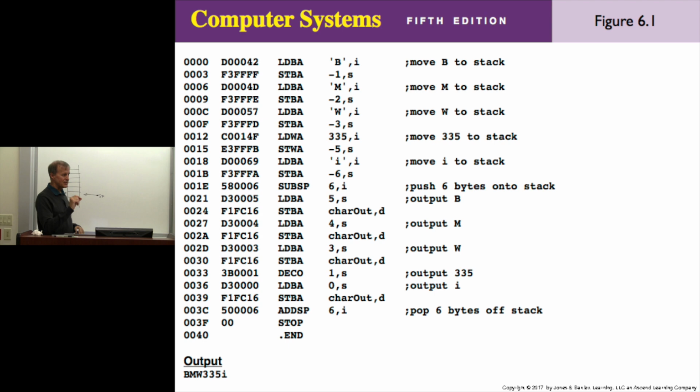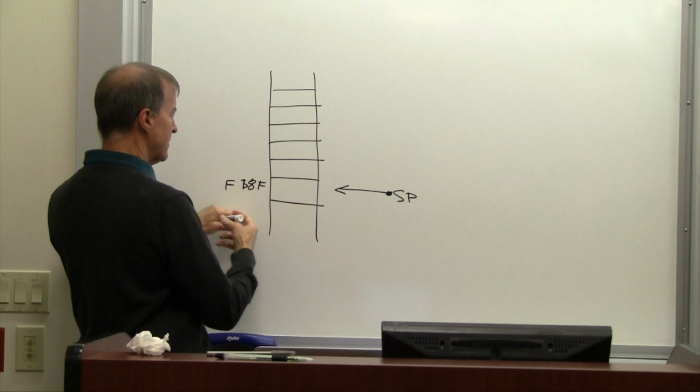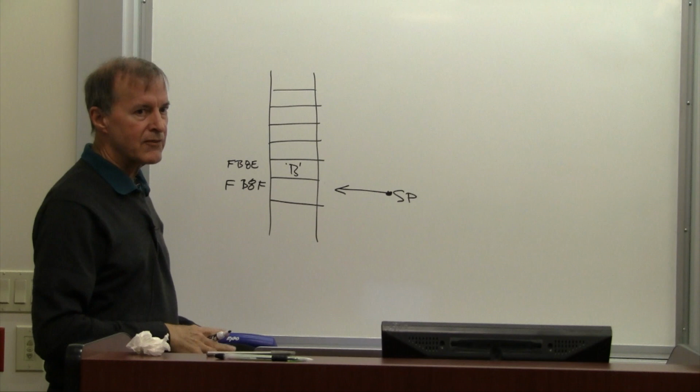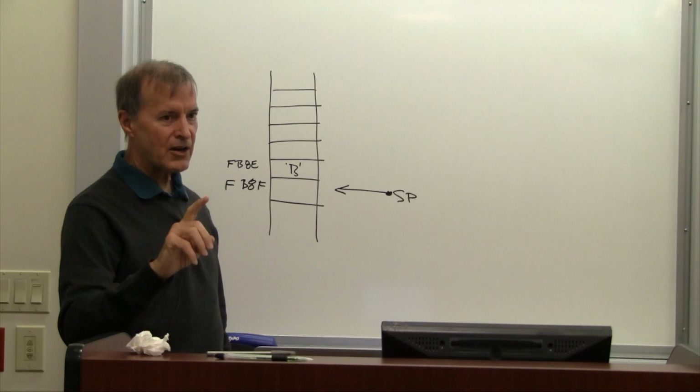And now what's the next instruction? Store byte accumulator what? Minus 1, but what addressing mode? Stack relative addressing. So now what is the value of the stack pointer? FB8F. What is FB8F minus 1? FB8E. So where does it put that B? Right here. Now does everybody see that? Is everybody clear on that? This is crucial. This is how it works. Are we good?